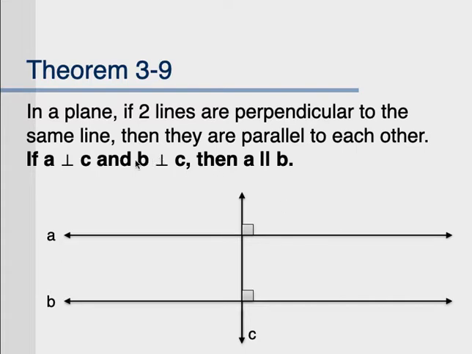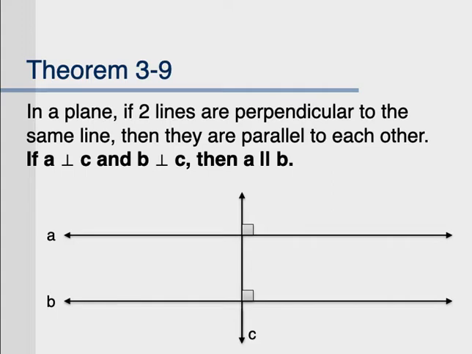Remember that perpendicular is what the symbol stands for. If you see this upside down T, that stands for the word perpendicular. Perpendicular really just means where two lines intersect, they create a right angle. So if A is making a right angle with C and B is also making a right angle with C, A and B have to be parallel lines.